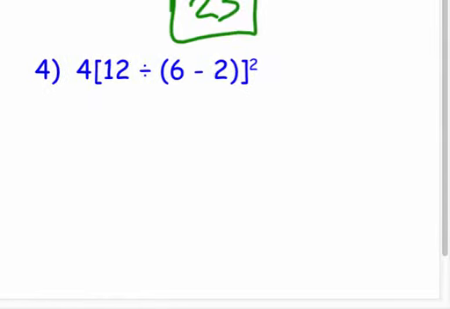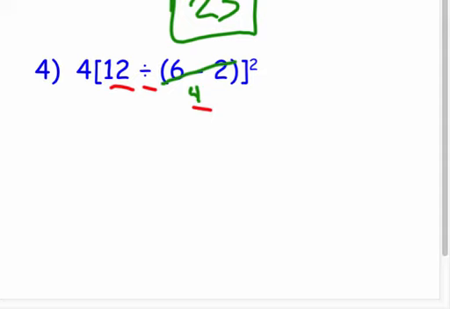Getting a little more in depth with number 4. Still, parentheses. Oh, I've got 2 sets, right? I've got my brackets here, and then I have parentheses on the inside. To know which one to do first, always work from the inside out. So I'm looking at my innermost parentheses. That's 6 minus 2. Let's simplify that part. That would give me 4. Now I've got my other set of parentheses, those brackets. So do what's inside the brackets, which means I take 12 divided by 4, which gives me 3.